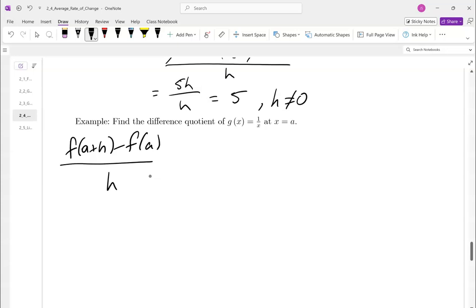The next one also says to do f of a plus h minus f of a over h. Find the difference quotient. What do you get when you put in a plus h for x in this case? 1 over a plus h. Good. And when you put in a for x, you get 1 over a, all over h.